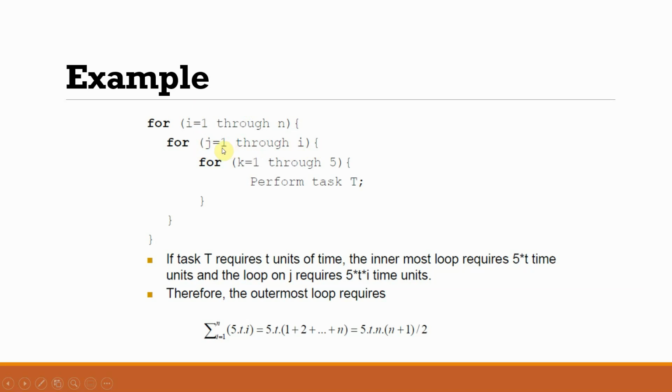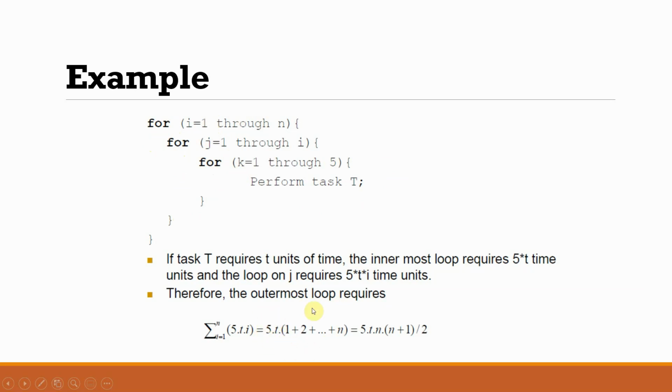The number of iterations that this loop has depends on the value of i. So for each i, we have to calculate how many times we go inside this second loop. If i is equal to 1, we're going to go inside this loop once. If i is equal to 2, we're going to go here twice, and so on. So the number of times that we go inside the second loop is this summation. Each time we go inside the second loop, we're going to go inside the third loop, the innermost loop, 5 times. So it's going to be multiplied by 5.